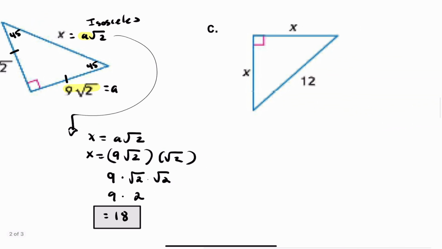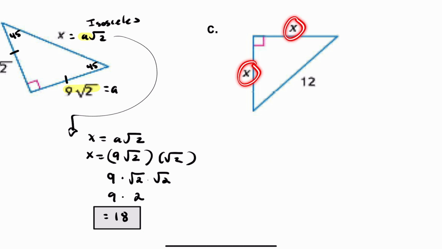And then here's C. Okay, notice that these are congruent to each other because they have the same variable. So this is an isosceles.